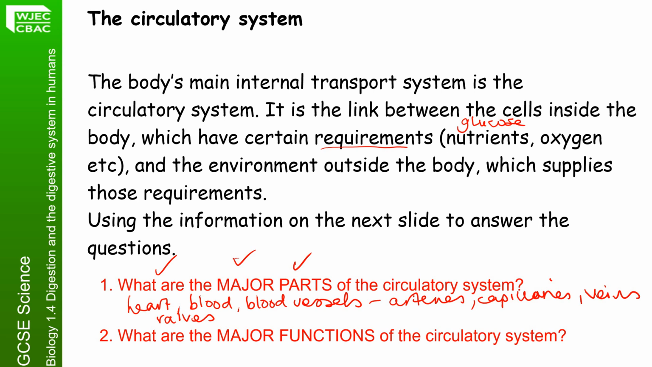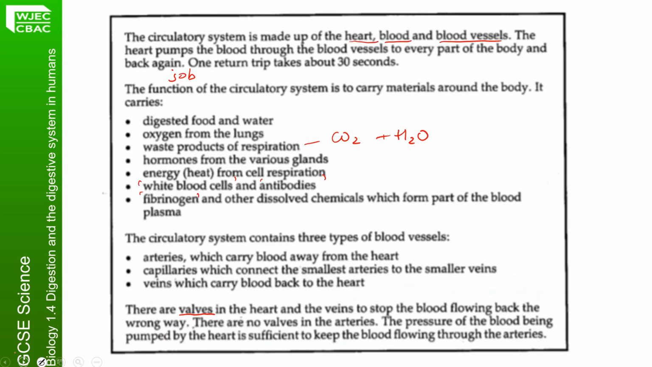The major functions of the circulatory system, well, there are lots of them. Okay, so I'm going to skip back to this again so you can see it. I don't expect you to write this word for word, but you could say it carries food, and you could use the word glucose and water. It carries oxygen. It carries the waste products of respiration, so that would be our carbon dioxide and our water. It carries the hormones. It carries heat, energy from the cell's respiration.